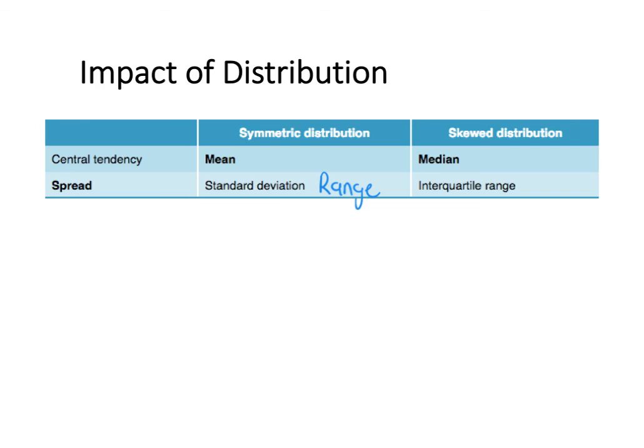When the data is skewed, either positively or negatively, then if you want to measure the centre of the data set, you need to be using the median. And if you want to measure the spread, then you want to measure the interquartile range.